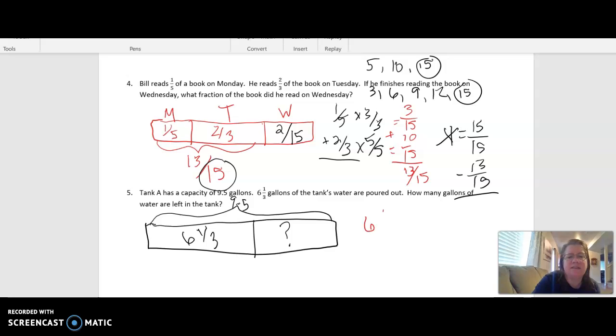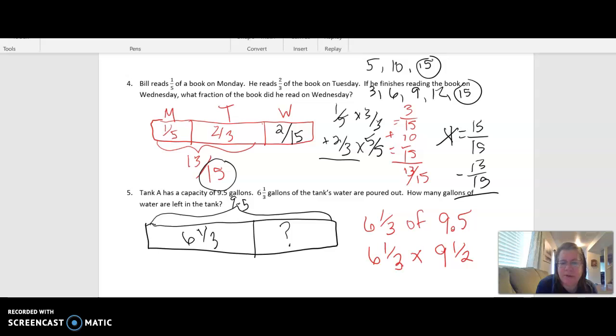So we have 6 1/3 gallons of 9.5. Okay. Well, how do I write 9.5 as a fraction? What is 0.5? That's like 9.5, right? So that means 6 1/3. Oops, that's a 3, not a 2. Okay. And of means times, right? Of 9 1/2.